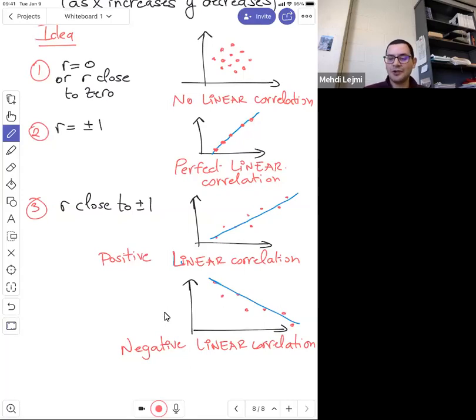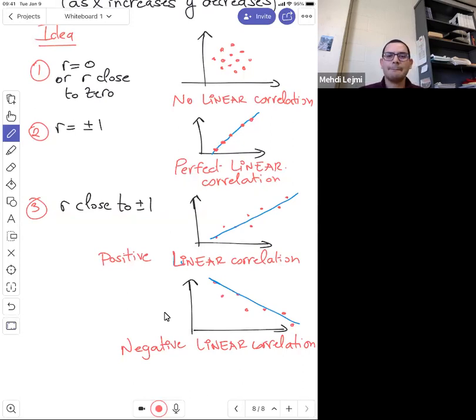Now I'm going to show you how to compute R. The formula is not simple, I would say, but I'm going to split the formula into a couple of steps. But first, is there any question, guys, about the properties of R? I hope you see that.